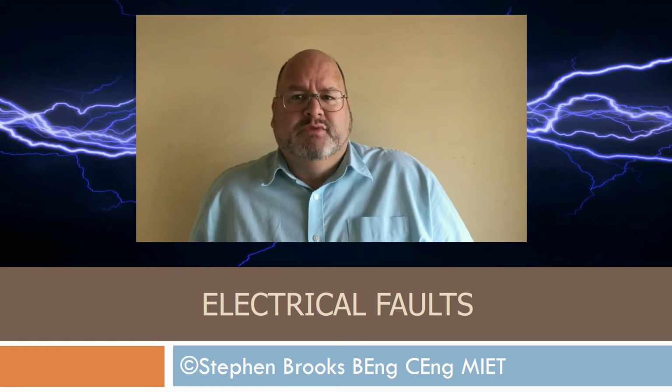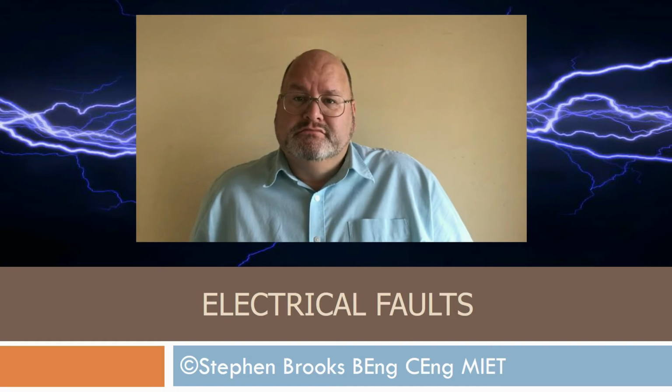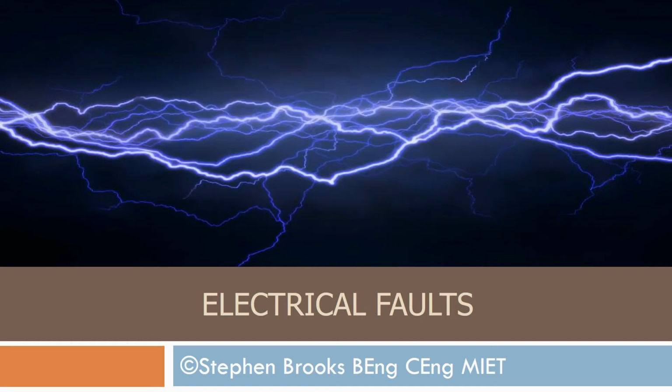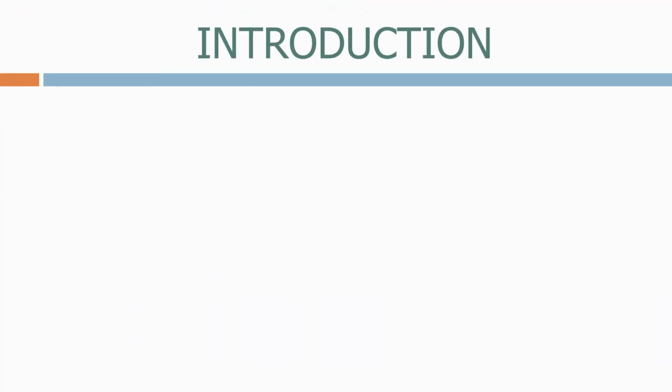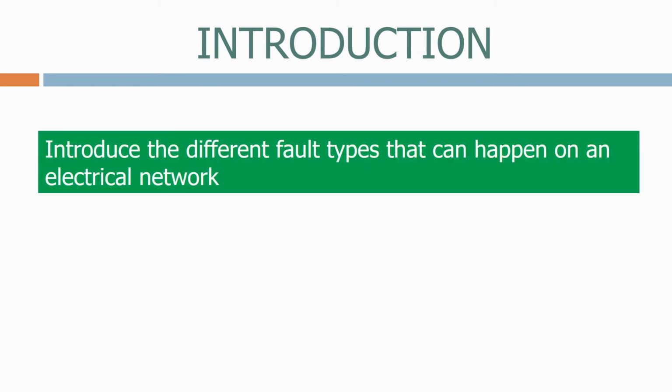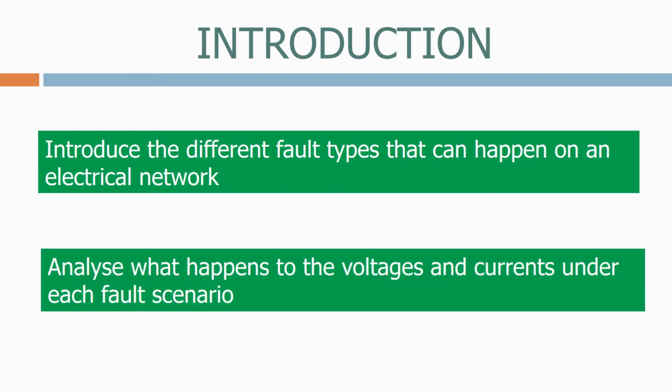This section shows what happens to the voltages and currents for each of the different types of fault. The aims of the course today are: introduce the different fault types that can happen on an electrical network. Analyze what happens to the voltages and currents under each fault scenario.